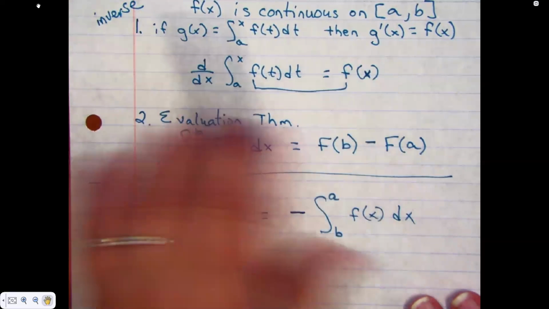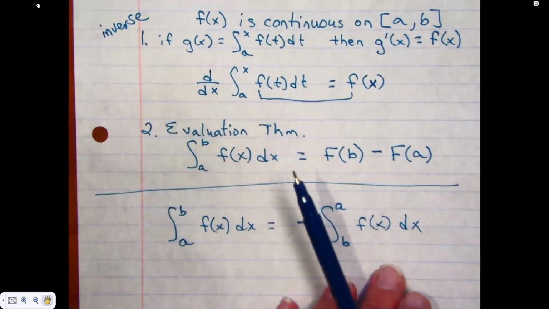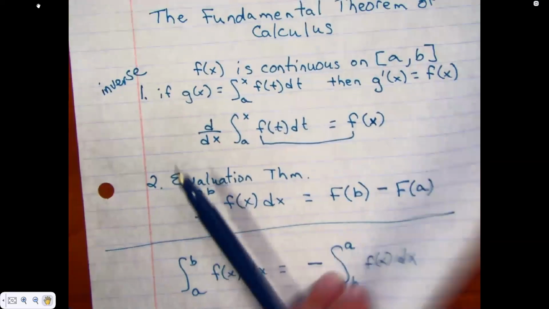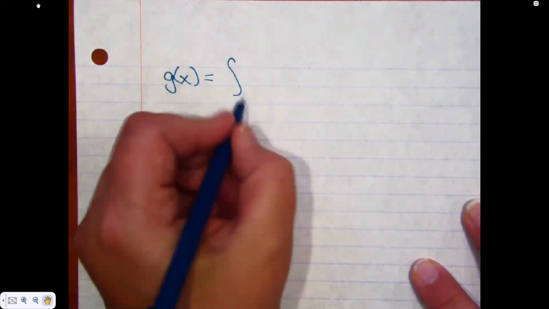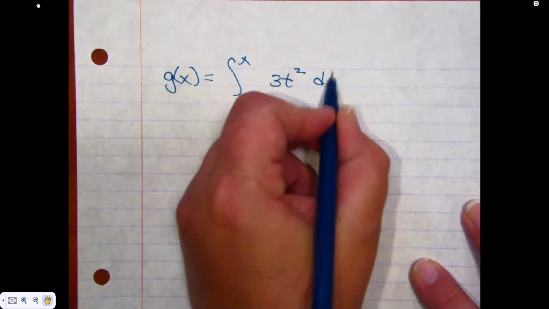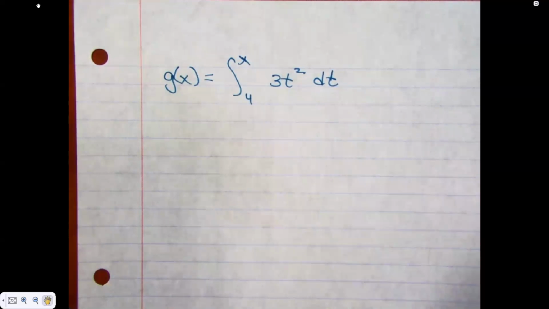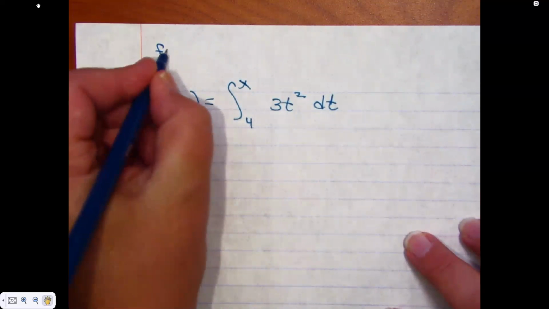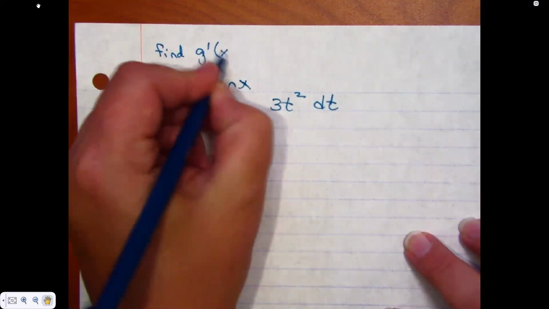Okay, so let's talk about this first one. Let's take an integral and then take a derivative and see where we're at. So we'll do a small one because then we'll do some ones that are a bit harder. All right, so let's do g of x equals the integral from 4 to x of 3t squared dt. And we're going to find the derivative of g.